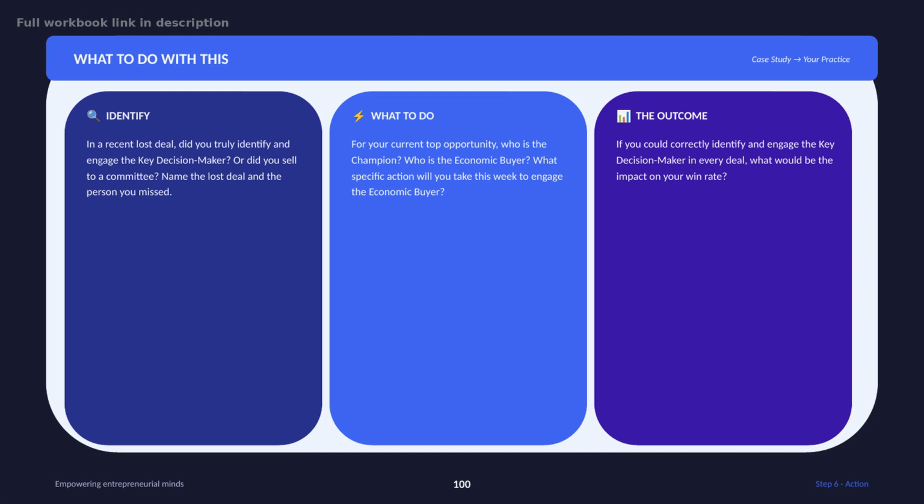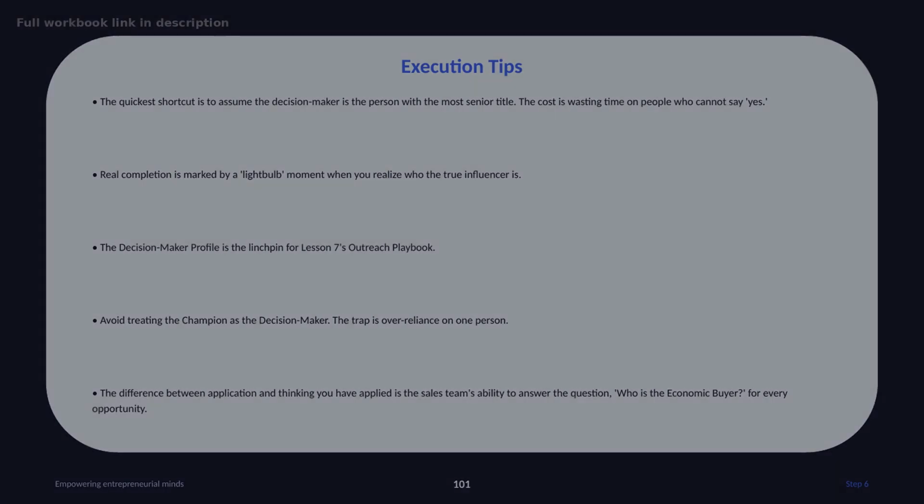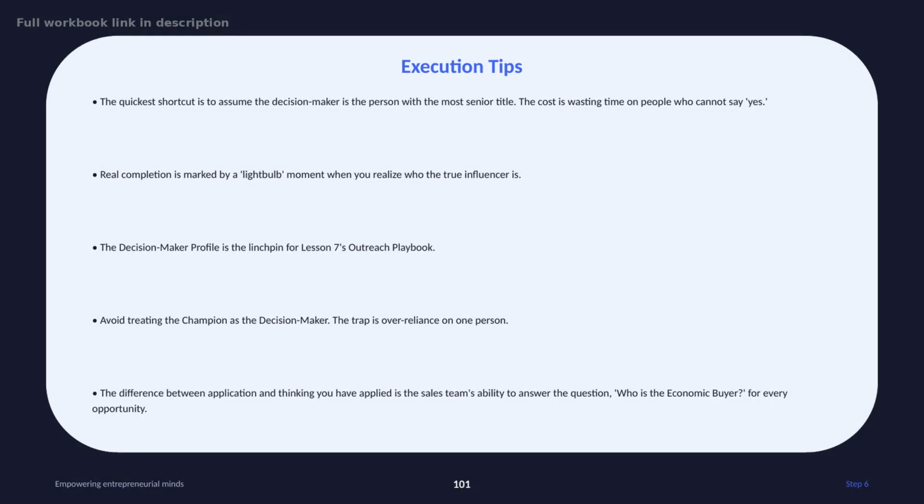And if you correctly identified and engaged the key decision maker on every deal from here on, what impact do you think that would have on your win rate? Pause and sit with that. The quickest shortcut is assuming the decision maker is whoever has the most senior title, and the cost is wasted time on people who genuinely can't say yes. Real completion tends to come as a light bulb moment, when you suddenly see who actually holds the real influence.